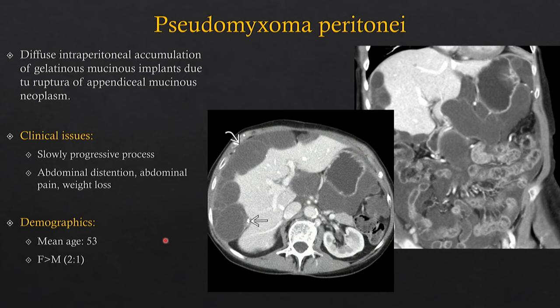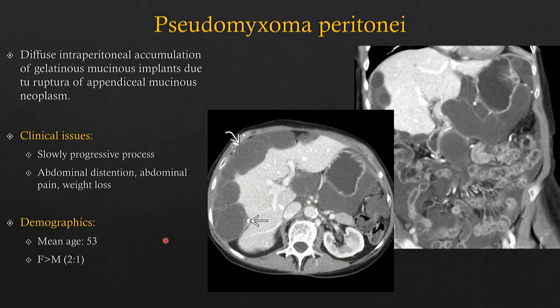Pseudomyxoma peritonei is an accumulation of mucinous implants due to rupture of an appendiceal mucinous neoplasm. This mass, this pseudomyxoma, is slowly progressive, and the symptoms could be the same as the symptoms we saw in the patient: the abdominal distension, the abdominal pain, and the weight loss. Regarding demographics, it is most common in females rather than males.